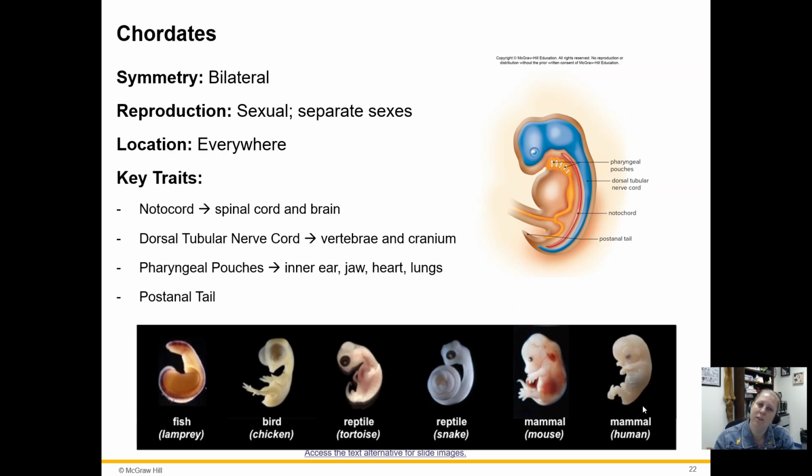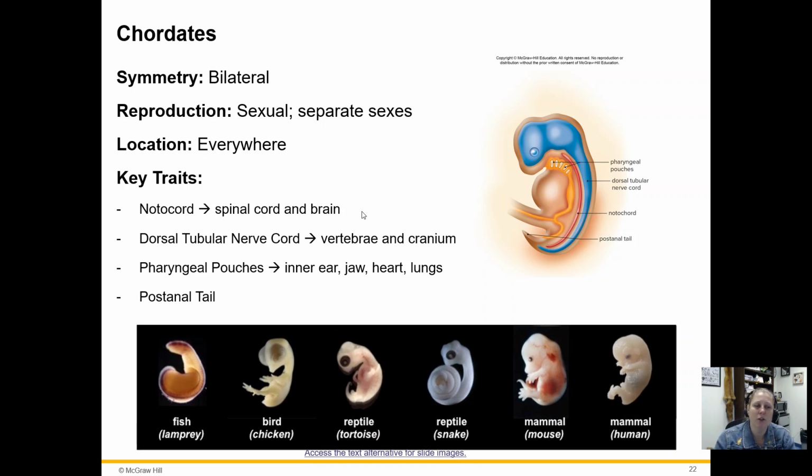So we know there is an evolutionary relationship here because those traits are shared. They're homologous to this particular group. And at a certain point in development, they all look very similar. We don't have a whole lot of differentiation until we get to a higher level of development of that embryo.